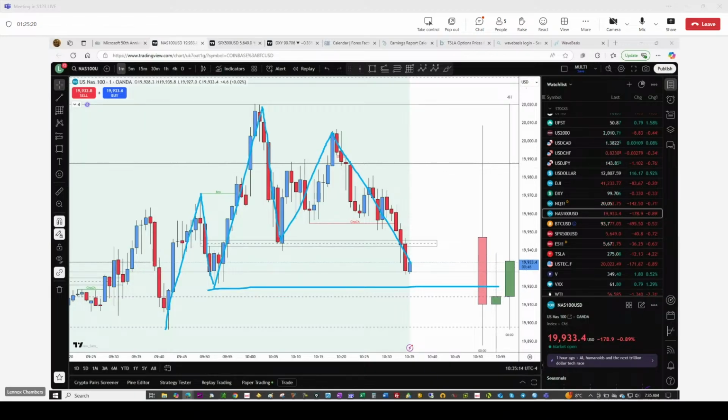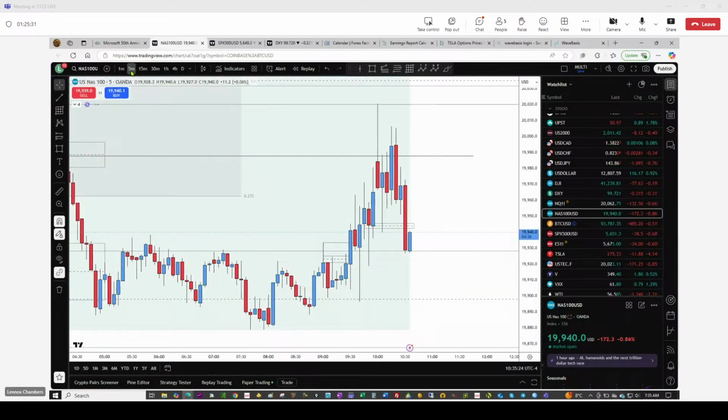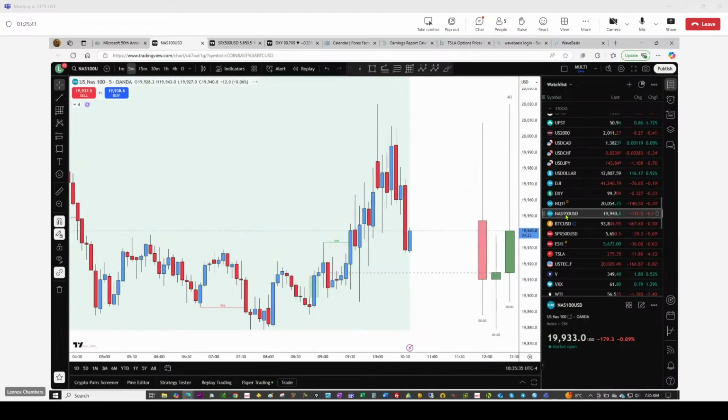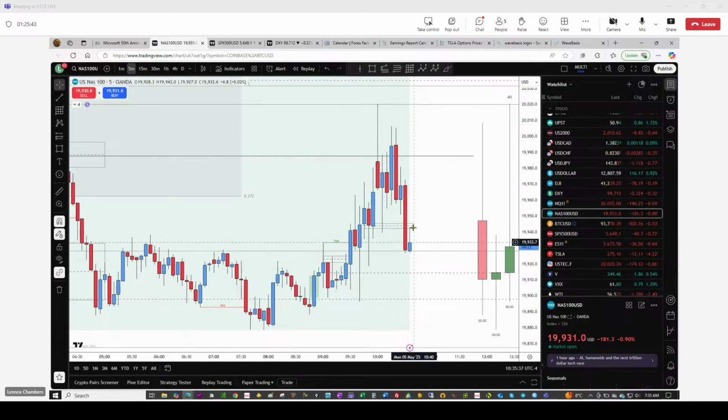We're darn close to the open of the day, but we're not at the lowest point of the session. So what are they doing? What are they doing here? They've come back quite a ways. Let's see how S&P is responding. S&P still looks like they want to go higher. NASDAQ is just dogging it a little bit here.